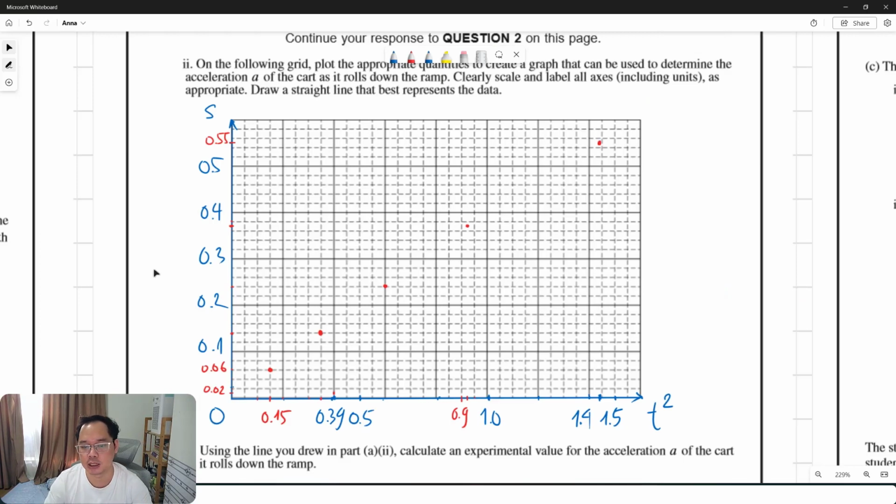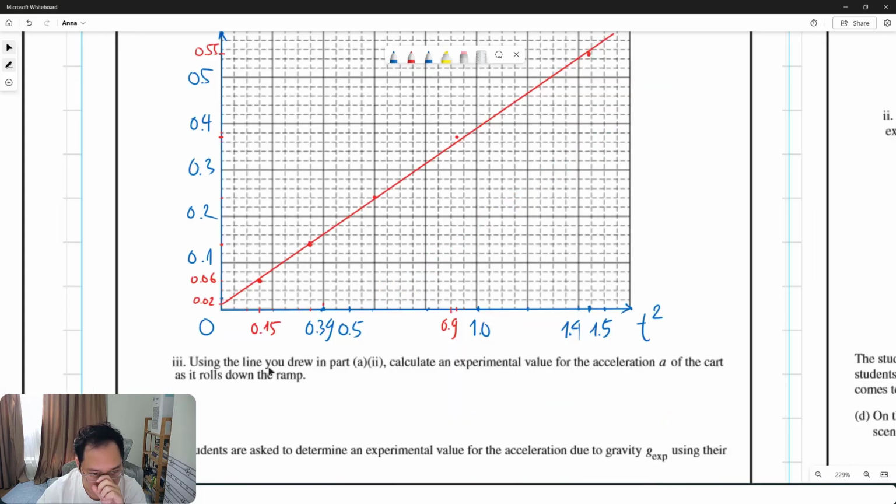So you can see that these points align very well, beautifully, almost on a straight line. It is possible to draw a line which almost passes through these points. It does not necessarily pass through all the points, but like this, and this is supposed to be the best fit line. Using the line you drew in part A, calculate the experimental value of the acceleration of the cart as it rolls down the ramp.